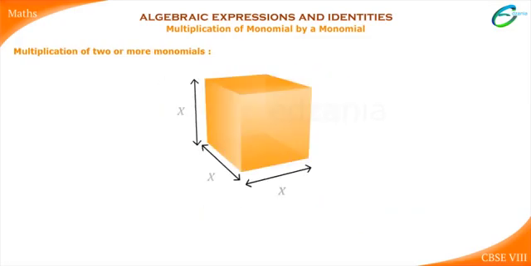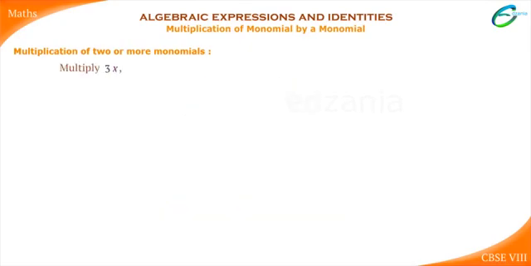If the side of the cube is x, what is the volume of the cube? Volume of the cube is equal to length into length into length, which is equal to x into x into x, which is equal to x cube. Multiplication of 3x, 2x square y, and 4xyz. 3x into 2x square y into 4xyz.